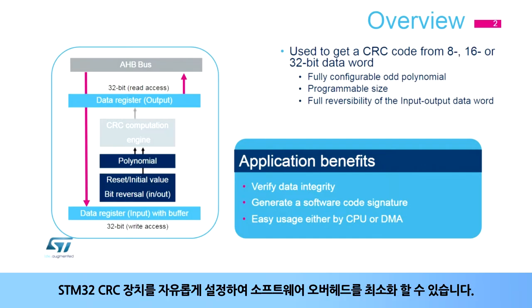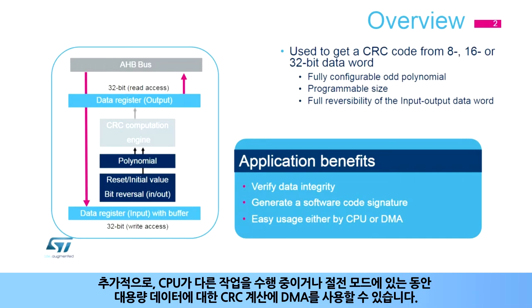Thanks to the full configurability of the STM32 CRC peripheral, software overhead is reduced to a minimum. Additionally, DMA can be used for back-to-back CRC calculations over a large block of data while the CPU is performing other tasks or put in sleep mode.